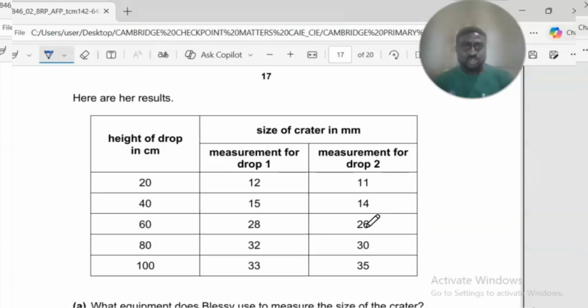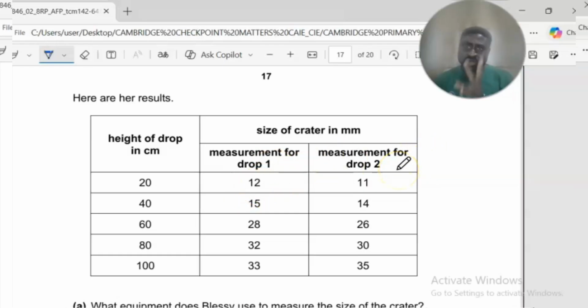Here are her results. So this is the table of results. Height of drop in centimeter. So we're measuring the height of the stone dropped at a particular height in centimeter. So we have 20 centimeter height, 40 centimeter height, 60 centimeter height, 80 and 100 centimeter respectively. Then size of crater in millimeters, how it forms the impact or the hole on the surface of the sand in the model. So measurement for drop 1. At drop 1, she got 12 millimeters.